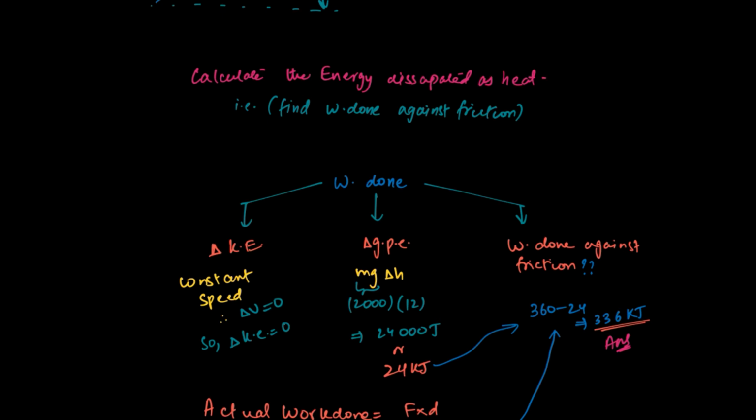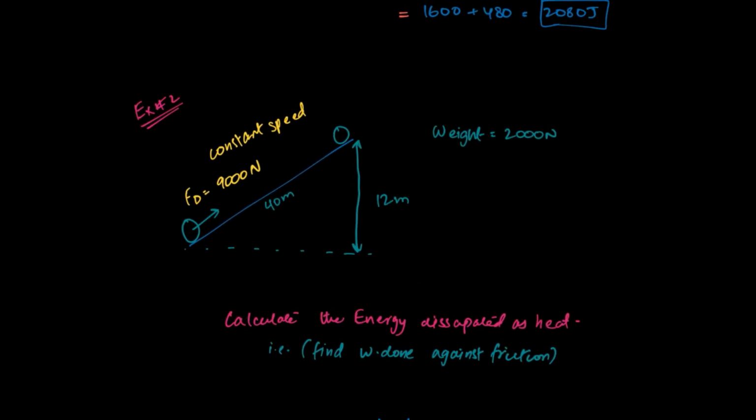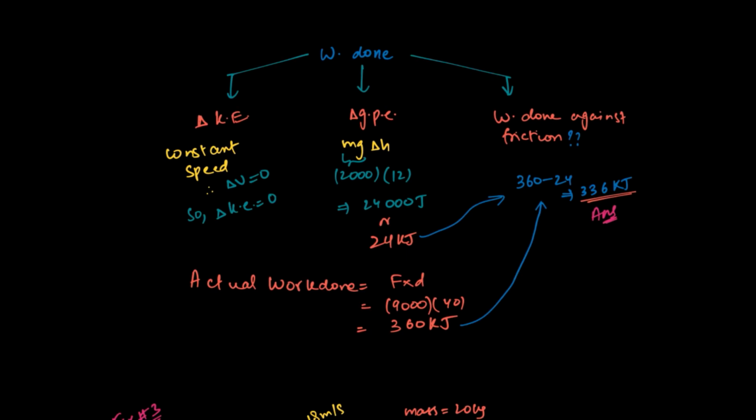And there would be a change in gravitational potential energy, and the reason is again because there is a change in height. As we can see from the diagram, the vertical height of the object changes from 0 to 12 meters, so the vertical height that has changed is 12 meters.